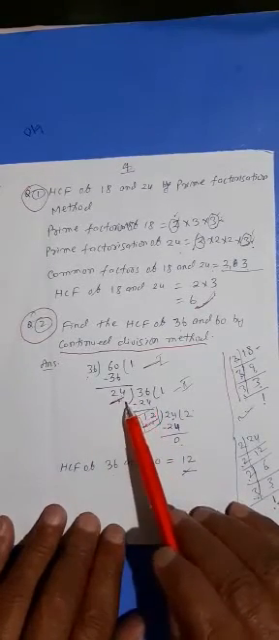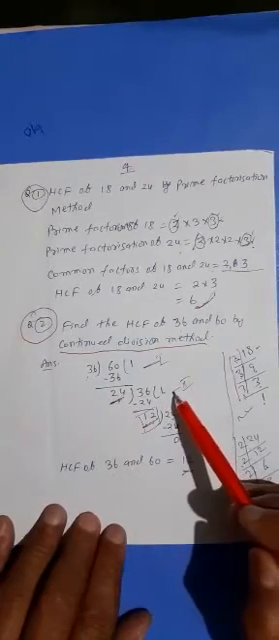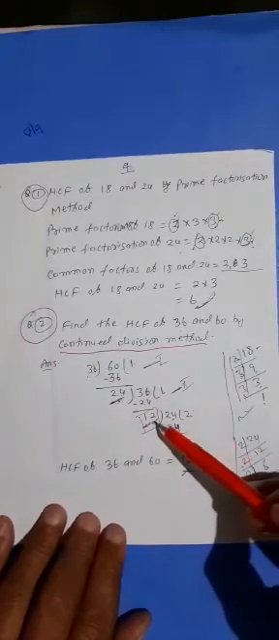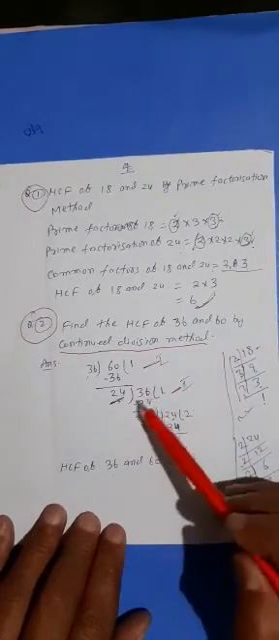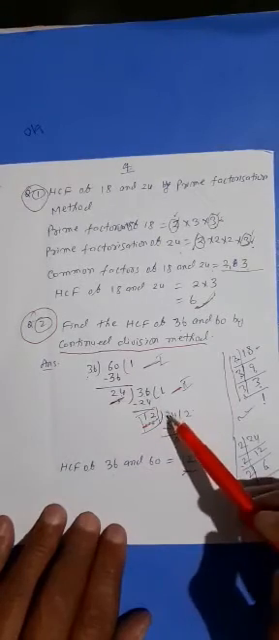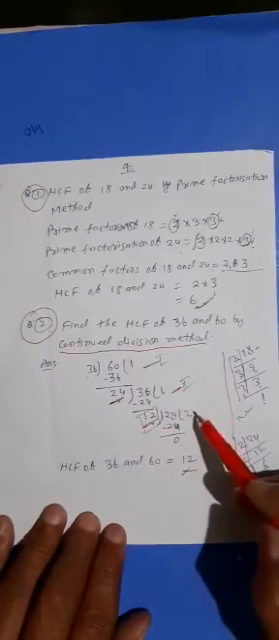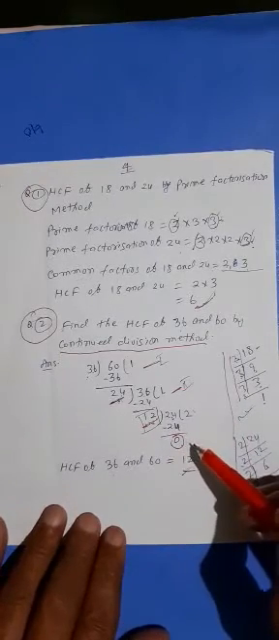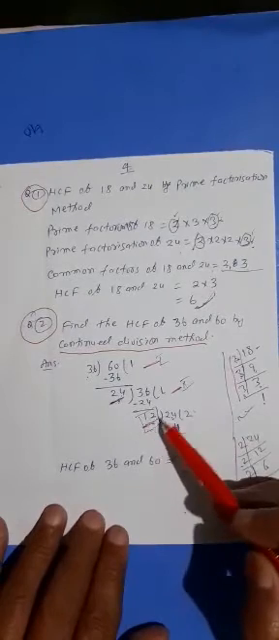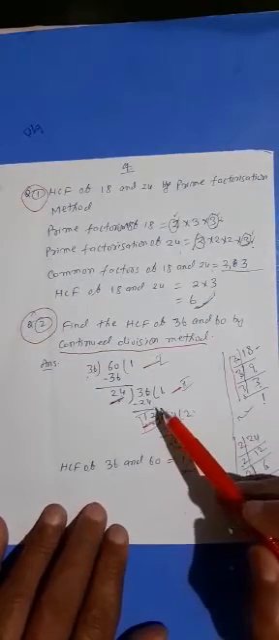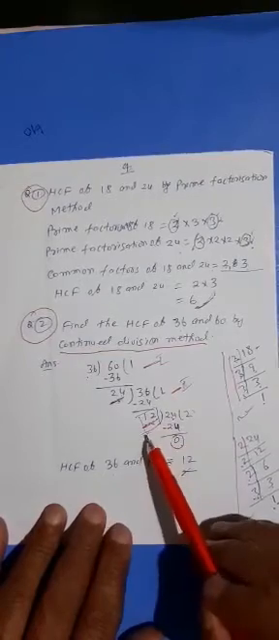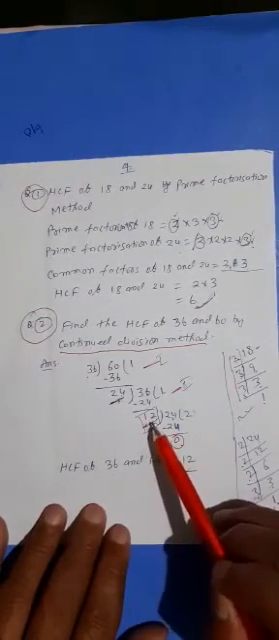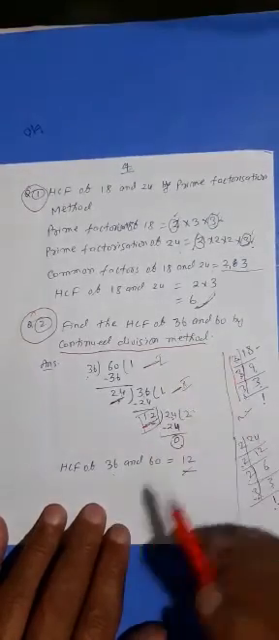36 will be divided by 24, again quotient is 1, this is the second step, and remainder is 12. Now again 12 will be the divisor and this 24 will be the dividend. Then 24 is divided by 12, quotient is 2, remainder is 0. We have to continue this process till we get remainder 0, and the last divisor is the HCF. Here the last divisor is 12, when the remainder is 0, so the HCF, the highest common factor of 36 and 60, is 12.